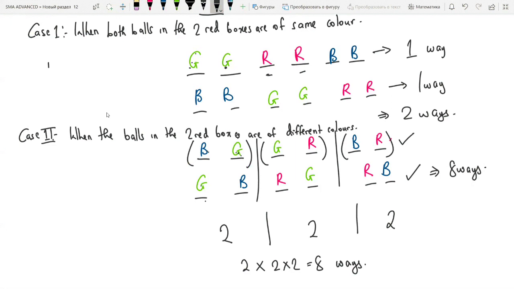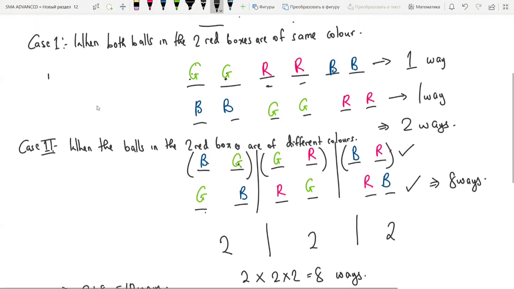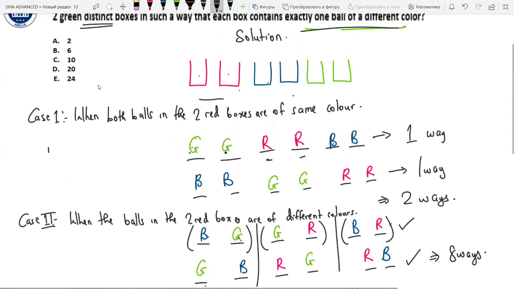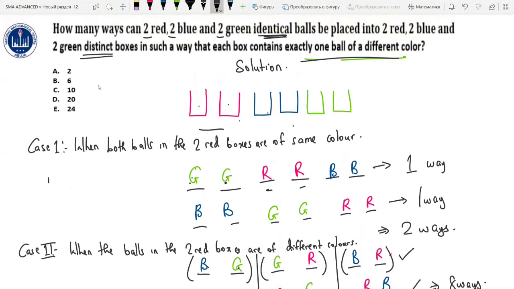And now, if you notice, we have covered all the cases. The first case was when the two balls in the red boxes have the same color, and the second case was when they are not of the same color. So those two sets don't intersect and they cover everything. So we are done with all our cases. It means that the answer to this question is 2 plus 8, so that is 10. There are 10 possible ways that we can arrive at what the question is asking. So there are 10 possible configurations, and the answer to the question is the third option, option C.